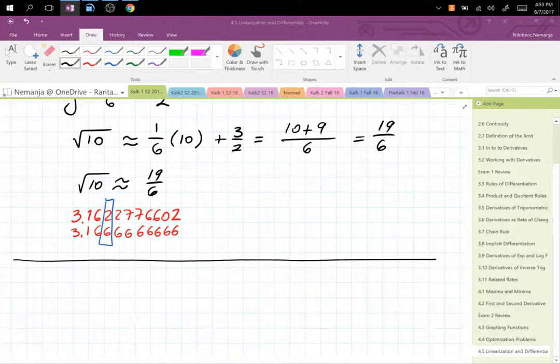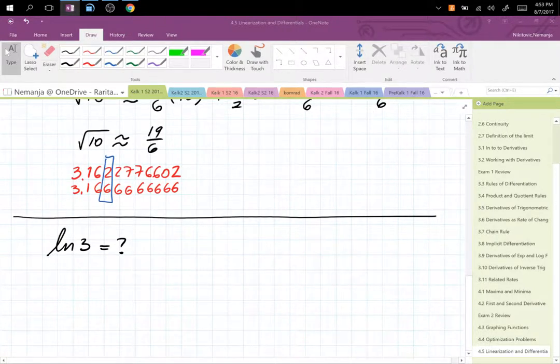So let's say you're out with your friends, ln of 3 comes up, you can brag that you are the only person who can compute it by hand. And probably everyone else will be just staring because they won't know. So how much is ln of 3? Yeah, we can be lame, take the calculator. Yeah. Let's actually do it.